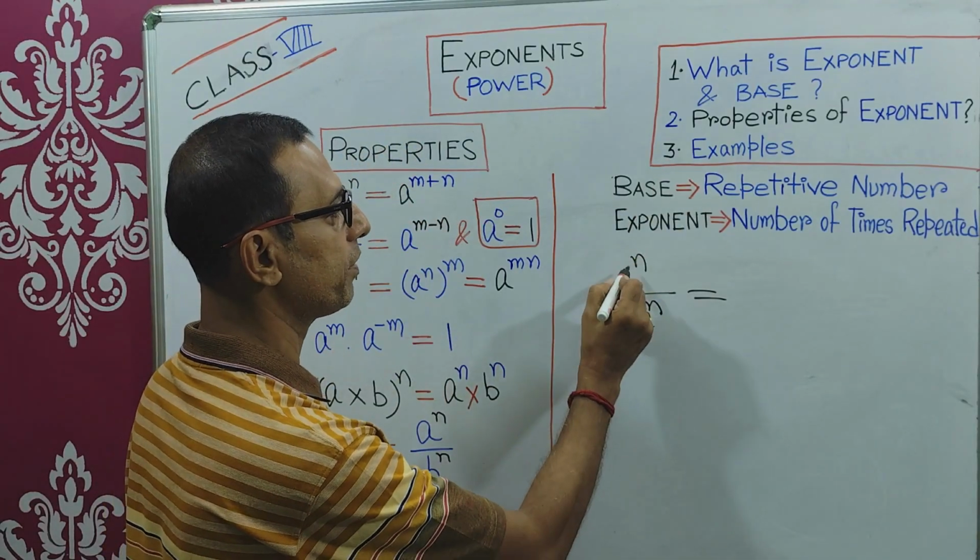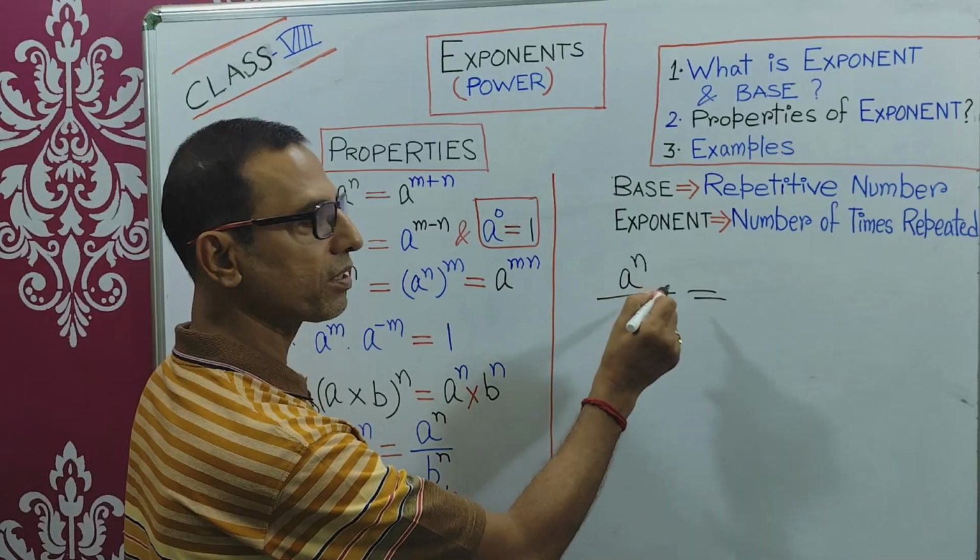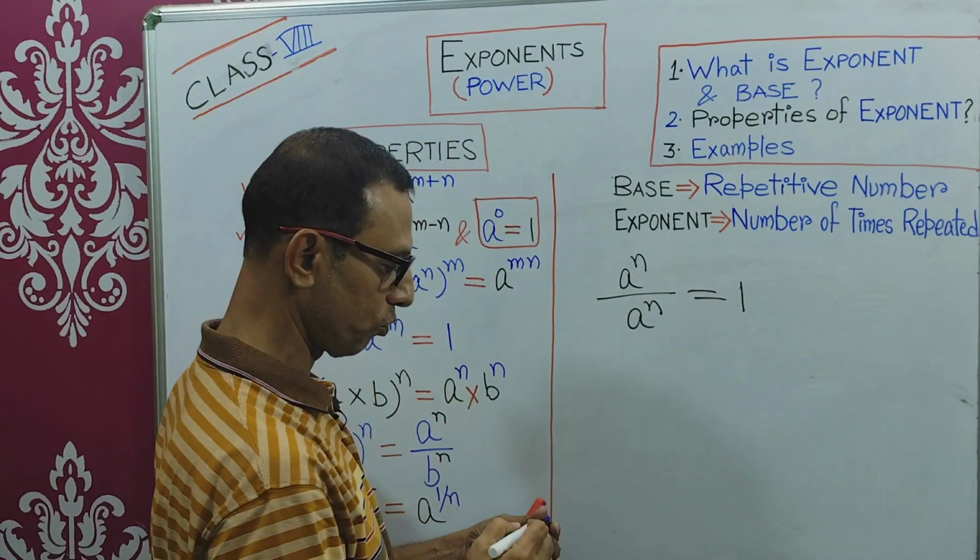a to the power n divided by a to the power n means you are just cancelling these two. That means it is equal to 1.